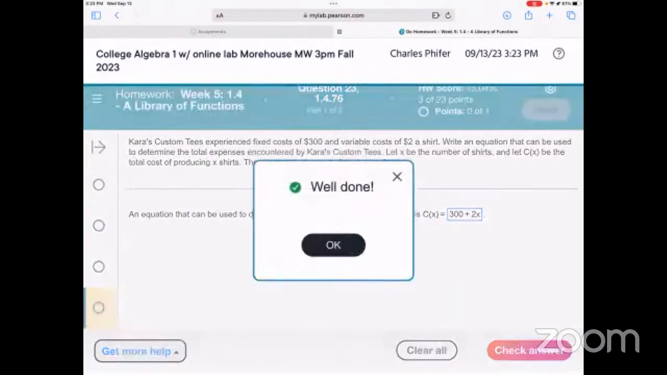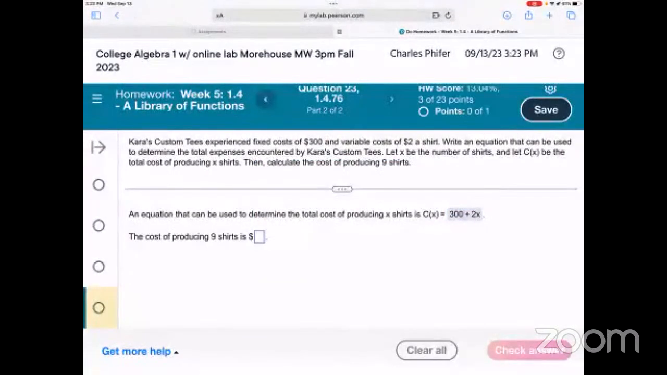And now that we have our cost function, we want to calculate the cost of producing 9 shirts. So we let X be 9. That's going to be 18. So that's a total of 318.